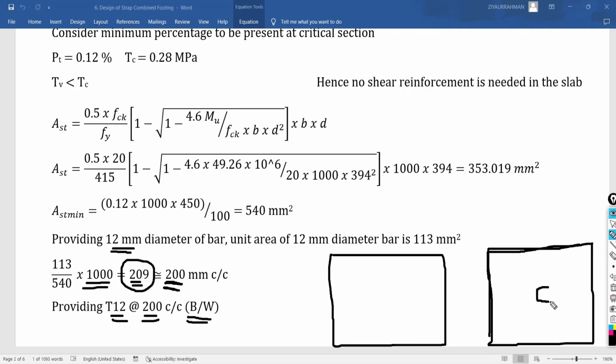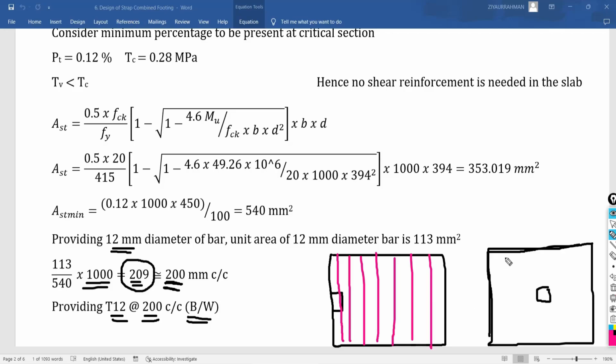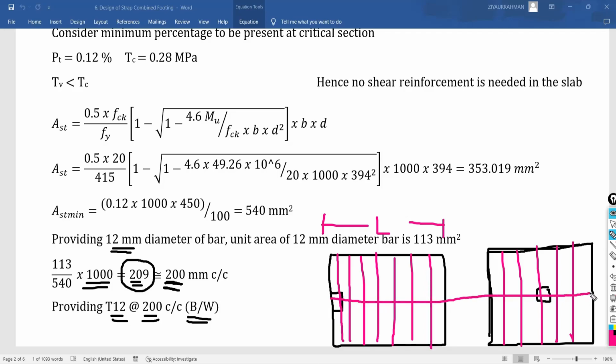So here the column is present at the center. Whatever the calculation we have done till now, it is along the transverse direction, along this direction. So reinforcement we are getting as 12 mm diameter of bar at a spacing of 200 mm center to center in this direction, and here it is also the same. So you may ask a question, why are we not calculating the movement along the length? Because all stresses along this span are carried by the beam. So we will consider the flexural action for the beam only in this direction.